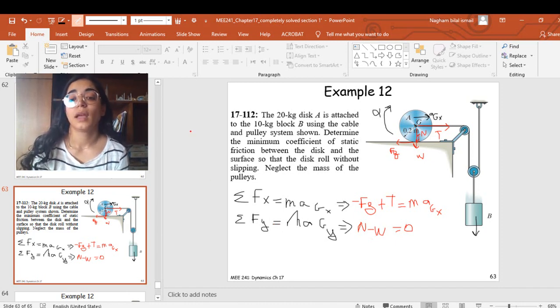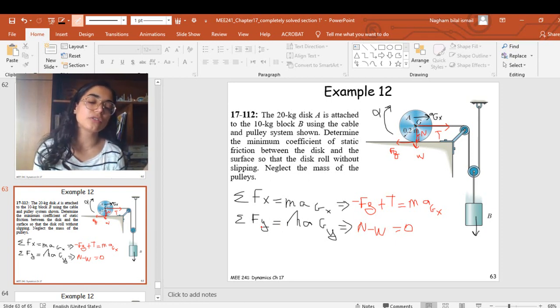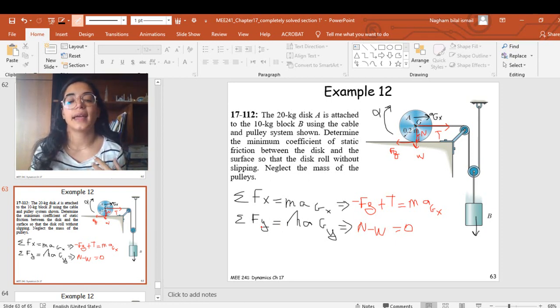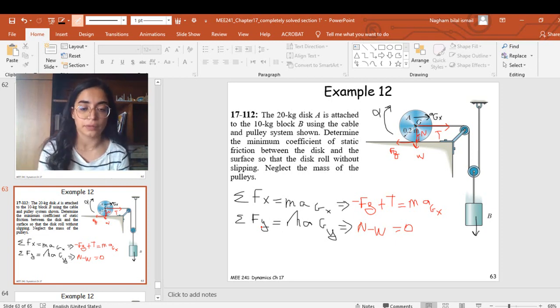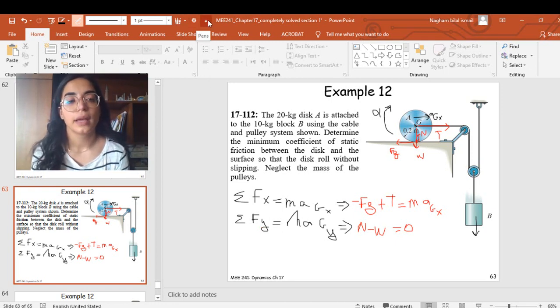Now, I can remove the second equation, because I know that N is equal to the weight, and then N will not be my unknown. So I can get rid of this equation, keeping in mind that the normal force is equal to the weight, which means the normal force is no longer an unknown. You can keep it and count it, it's up to you.